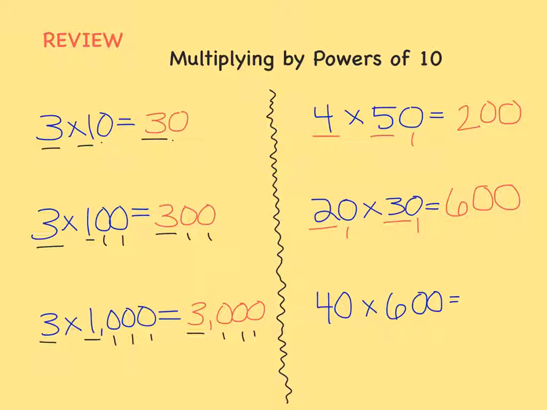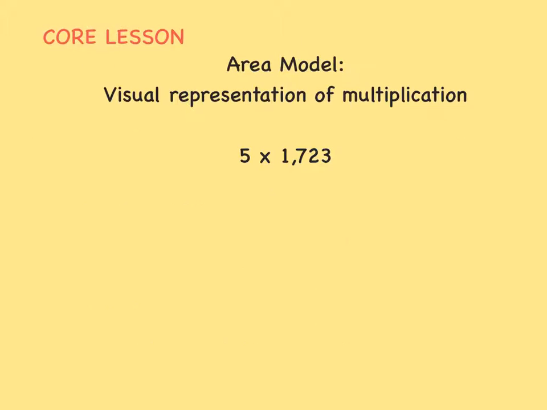What about 40 times 600? Again, we wouldn't want to draw this picture, so 4 times 6 equals 24, and then I see 1, 2, 3 zeros that need to go in our answer. 40 times 600 equals 24,000. Area model is just a visual representation of a multiplication problem.